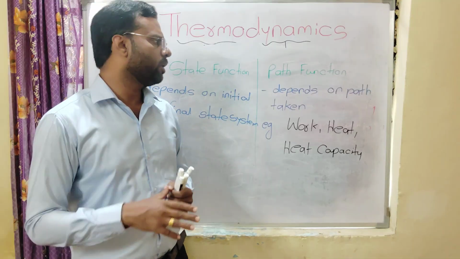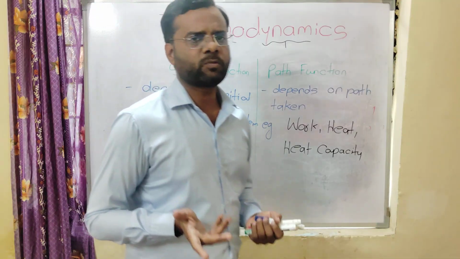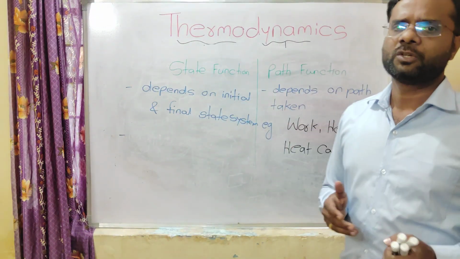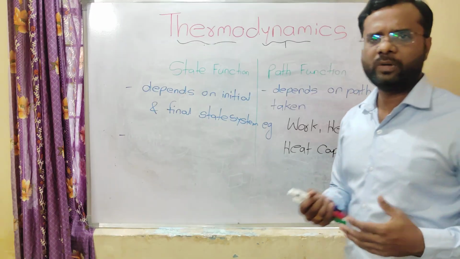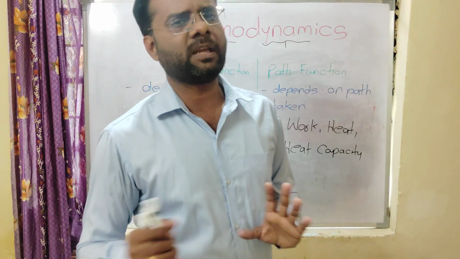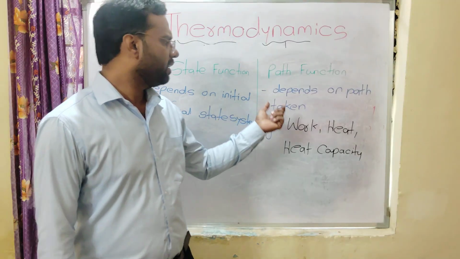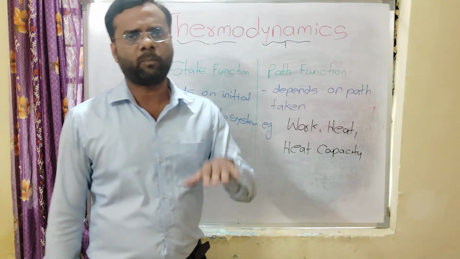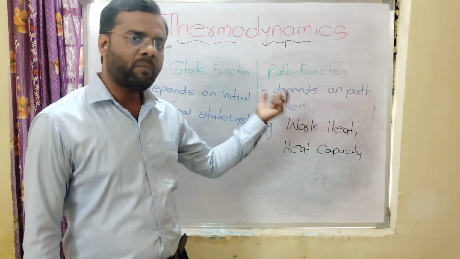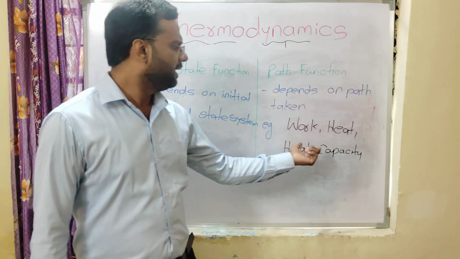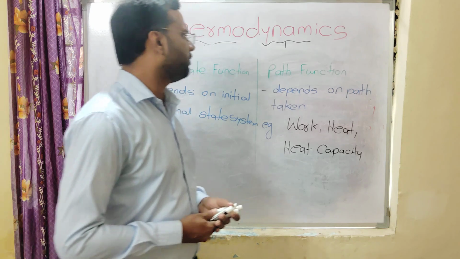You can go to the 5th floor by steps, and the other option is to go by lift. If you take the path of the lift, it will be easy. It will not take too much effort. But if we take the path of steps, we will feel that work. So it depends on the path taken. Work, heat and heat capacity are these 3 examples of path function.